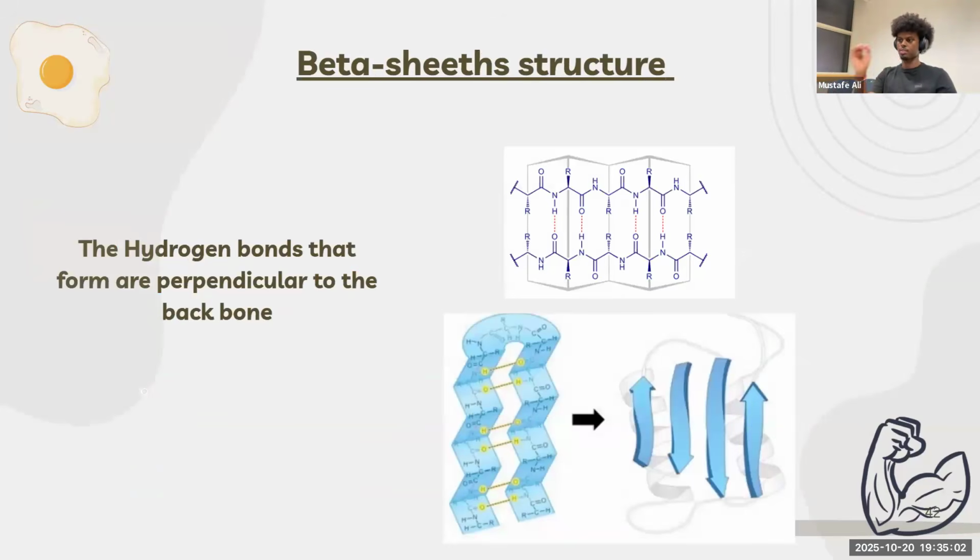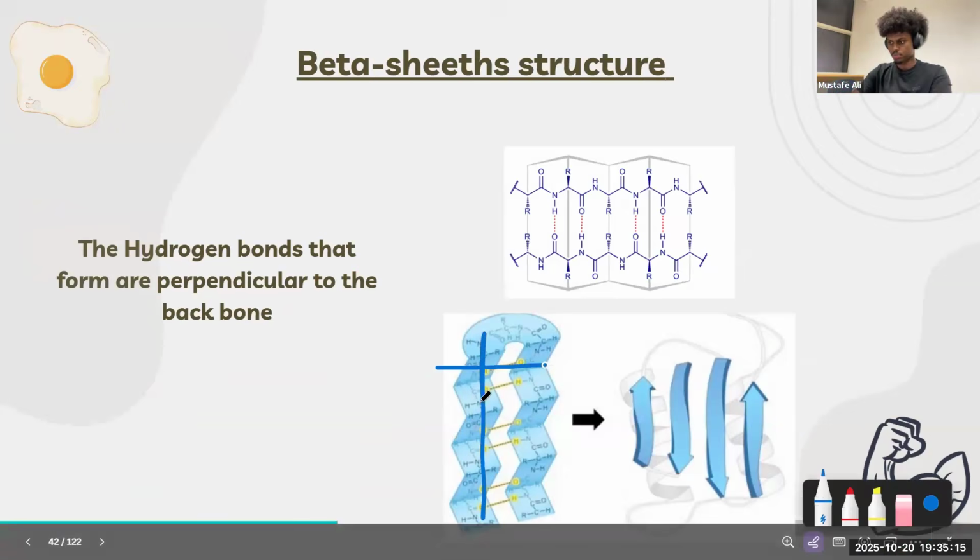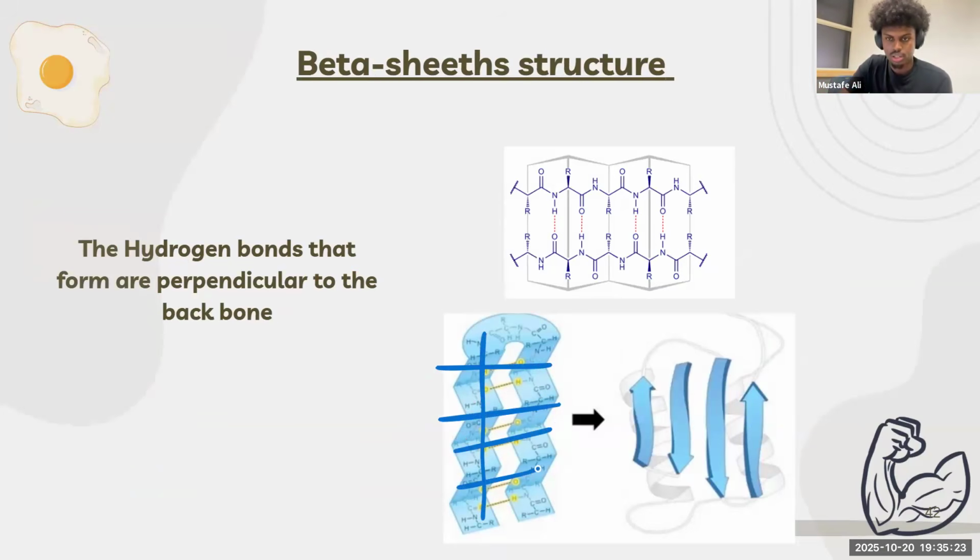For the beta-pleated sheets, the thing that makes the structure is that hydrogen bonds are formed perpendicular to the backbone. So let's say this is the backbone. The hydrogen bonds that form are built like this, which is why it is folded up and built like a sheet. Keratin and myoglobin are examples of proteins that have a lot of alpha helices.